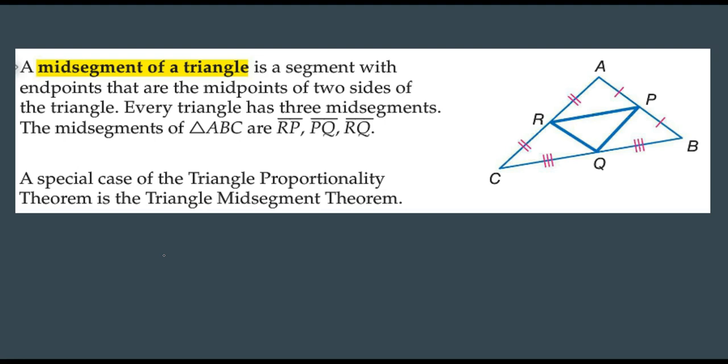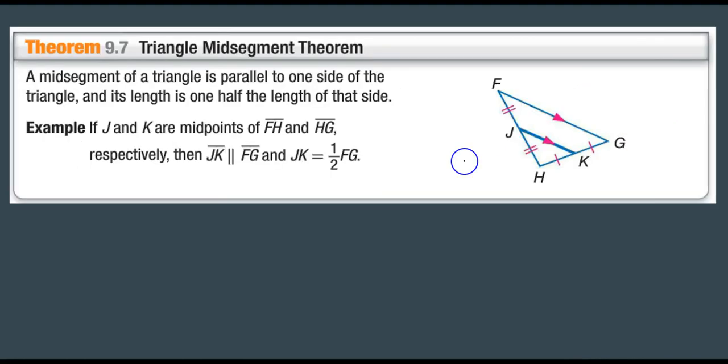A midsegment of a triangle is a segment with endpoints that are the midpoints of two sides of the triangle. Every triangle has three midsegments. The midsegments of triangle ABC are RP, PQ, and QR. Now let's go over the theorem for triangle midsegment theorem.